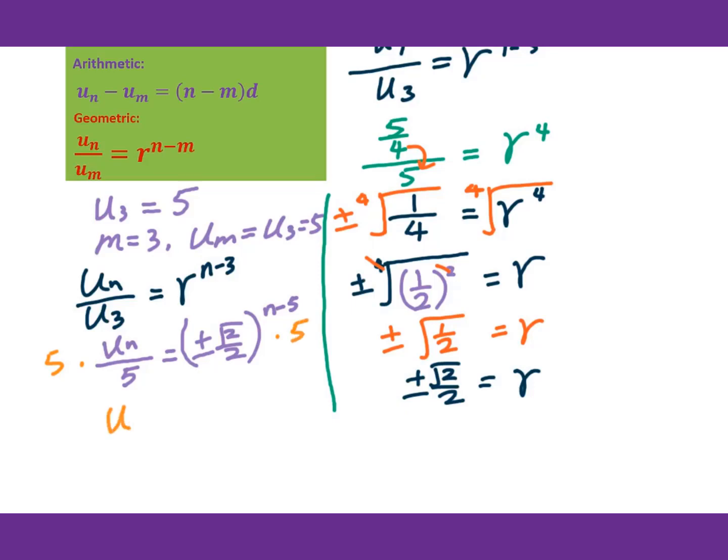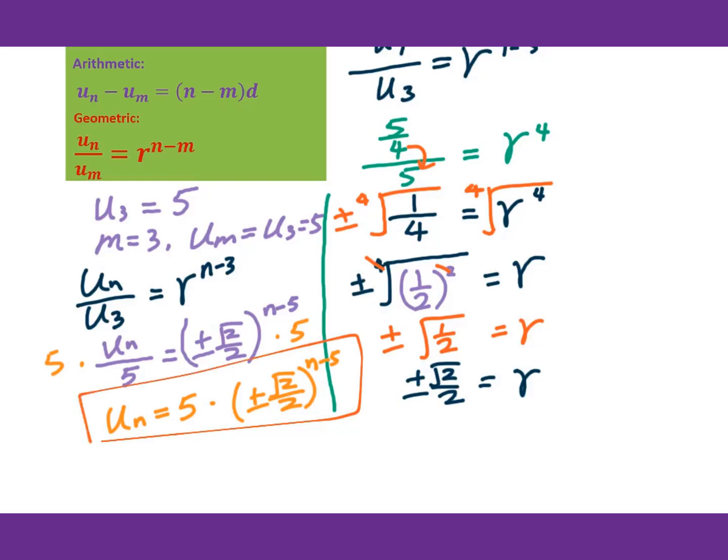You will get u sub n equals 5 times plus or minus square root of 2 over 2 to the n minus 5th power.